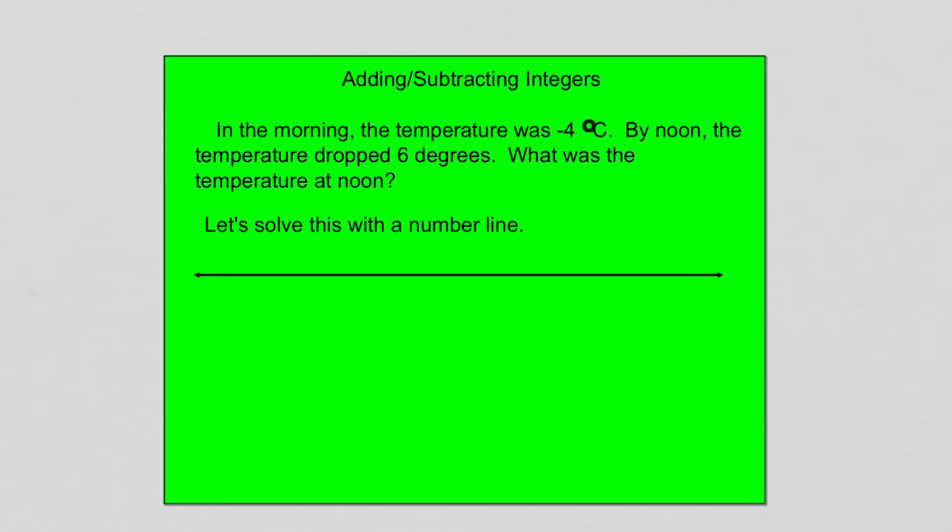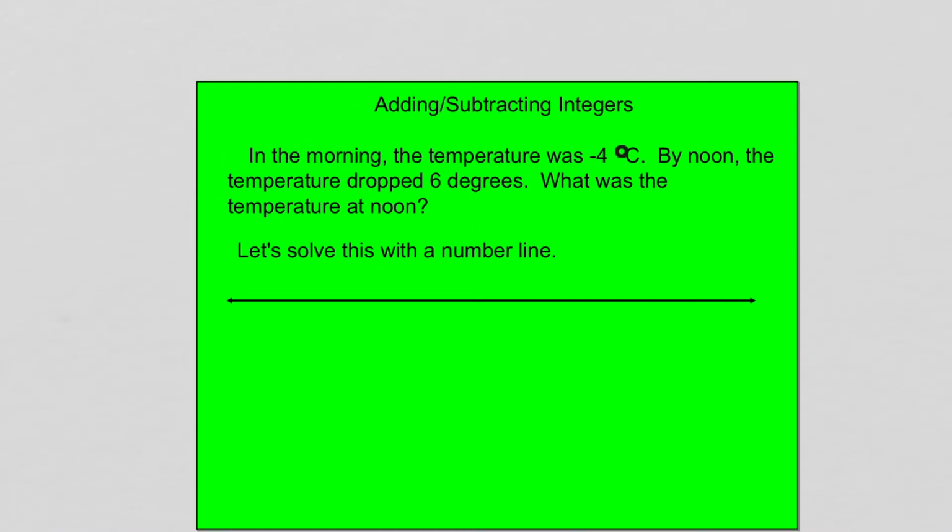But first we'll start out with what you already know or should already have some idea about, and that's adding and subtracting integers. Now I just want to start off with a little review of what integers are by doing a little word problem. This says, in the morning the temperature was -4 degrees Celsius. By noon the temperature dropped 6 degrees. What was the temperature at noon?